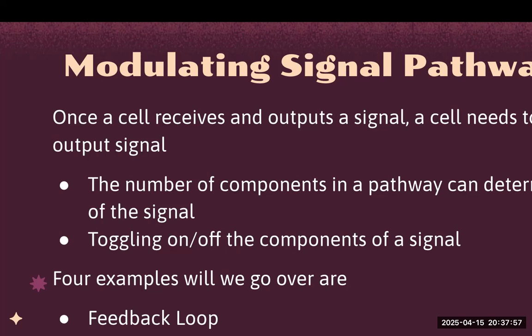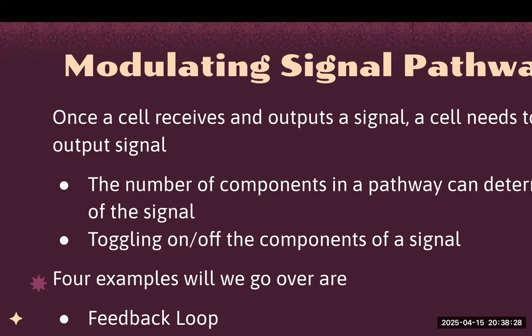If there's more components in a pathway, there's more steps that need to be done, that's going to amplify our signal, right? Because it's going to be spread to more places. If I have less components in a pathway, that signal amplification is going to be less, right? Toggling on and off the components of a signal. How do we do that in this pathway? What was that term that we do? We phosphorylate, right? That's how we can turn on and off things. That's that switch mechanism.